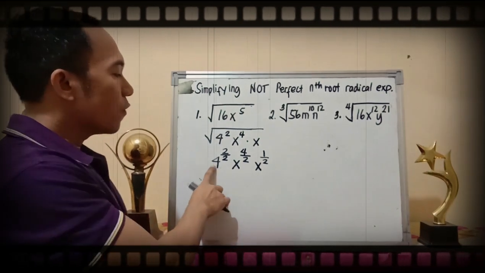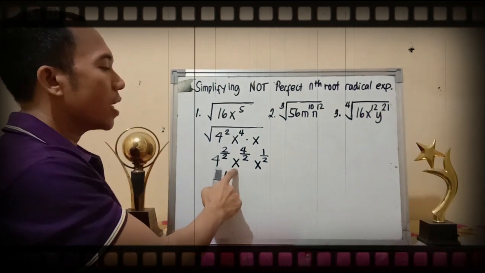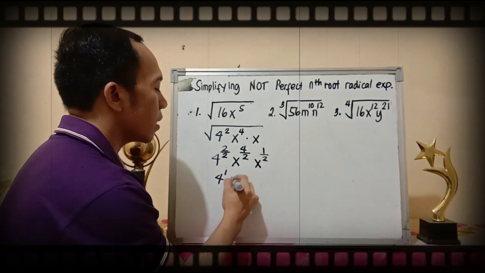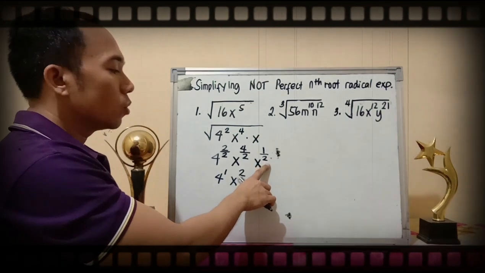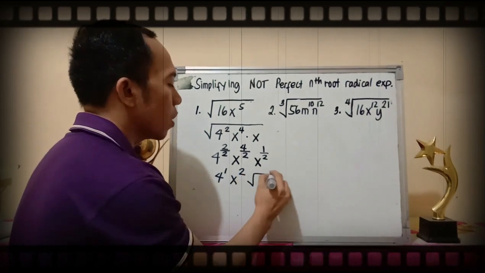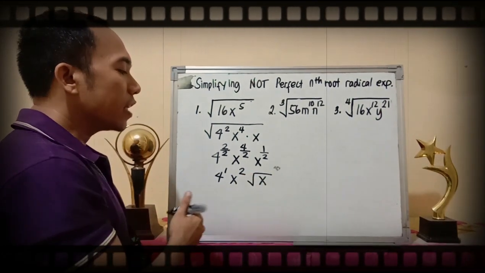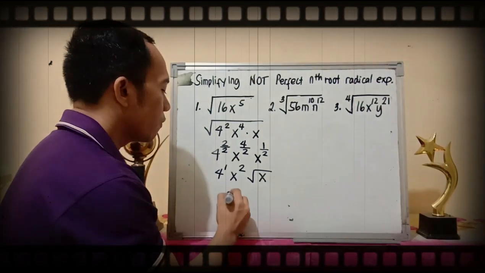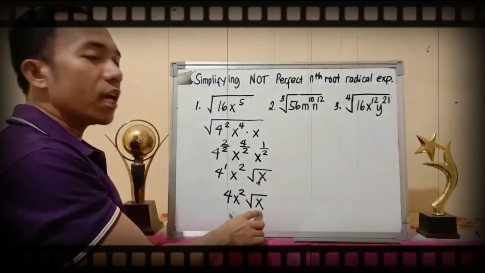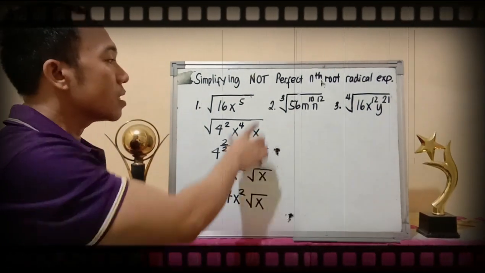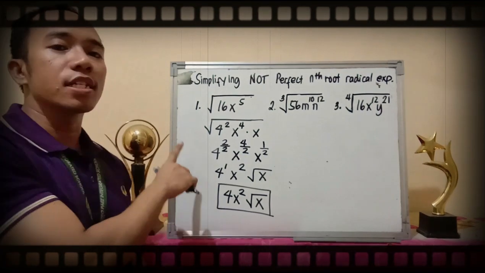Then simplify. 4 raised to 2 over 2 is equal to 4 raised to 1. And then x raised to 4 over 2 is now x squared. Since this is x raised to 1 over 2, this is equivalent to the square root of x. This is your exponent 1 and this is your index 2. So the final simplest form of this is 4x squared times the square root of x. So you have there a remaining radicand. That means this is not a perfect nth root. So this is now your final answer for this first example.